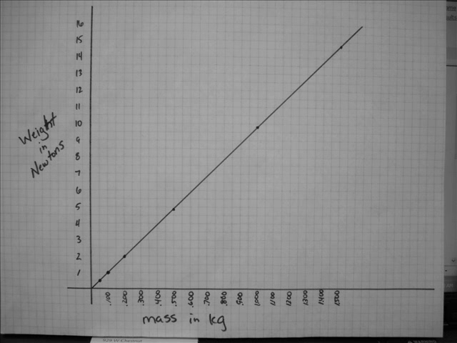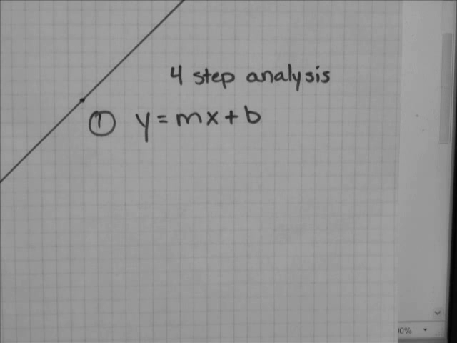Graphing the weight in newtons versus the mass in kilograms, you should have developed something that looks like this, showing a directly proportional relationship between weight and mass. You were then asked to do a 4-step analysis of your graph. In step 1, you were to write the basic equation of a line, y equals mx plus b.